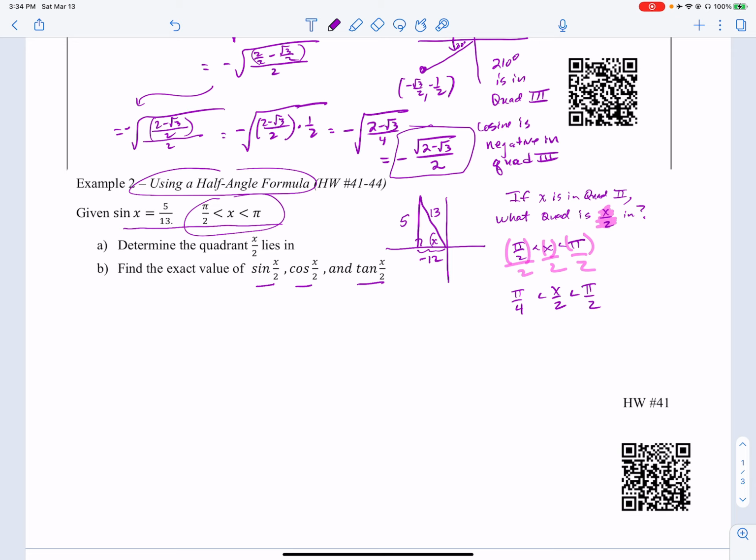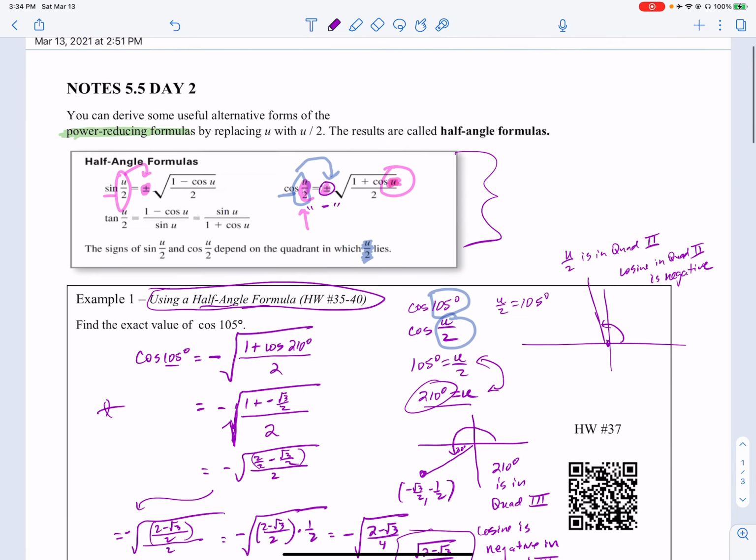It's probably easier to see this in terms of degrees. Pi halves is 90 degrees. Pi is 180 degrees. So what is half of that in between? 45 degrees and 90 degrees. So x halves will always be an angle in quadrant 1. Which means as I go to evaluate these two, the sine in quadrant 1 is positive, the cosine in quadrant 1 is positive.